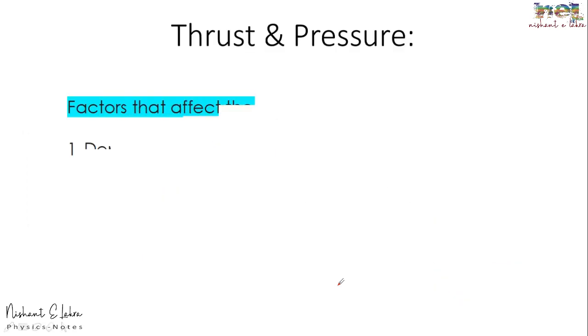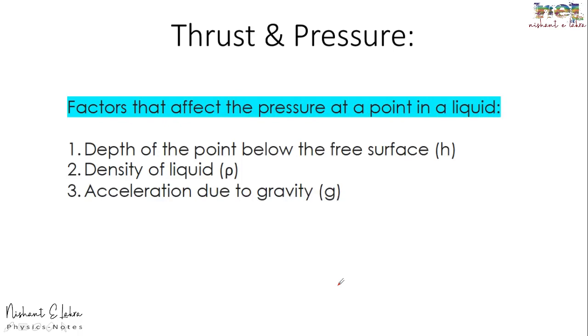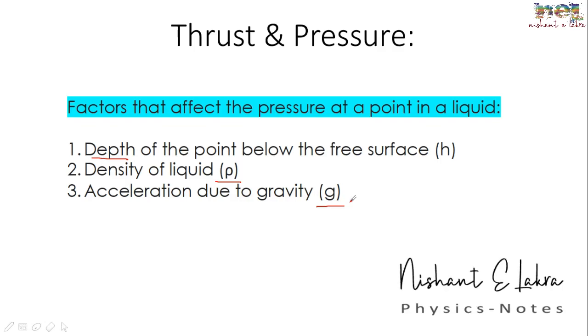Let's see the factors that affect the pressure at a point in a liquid. At different points in a liquid, there will be different pressure. The first factor is depth of the point. Deeper the point, more is the pressure. The second is density of the liquid, represented by rho, and the third factor is acceleration due to gravity. I hope you have understood this. You can go back through the video and see it again to understand it much better, and keep studying and keep learning.